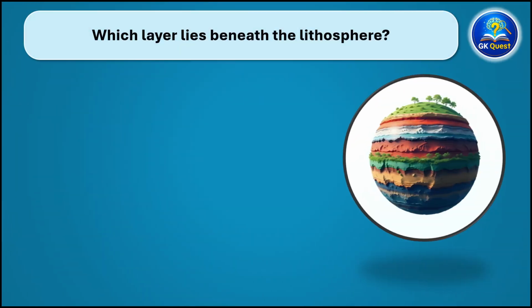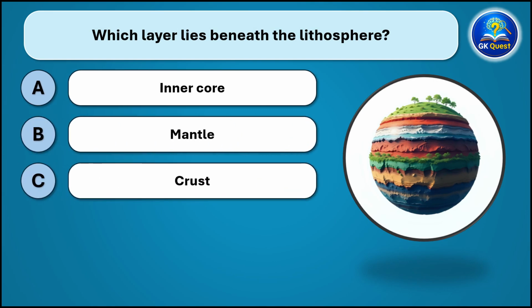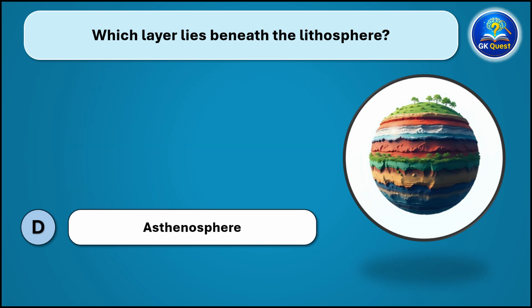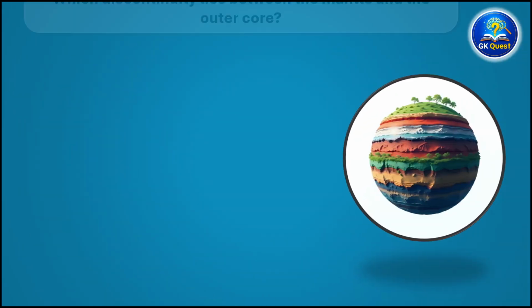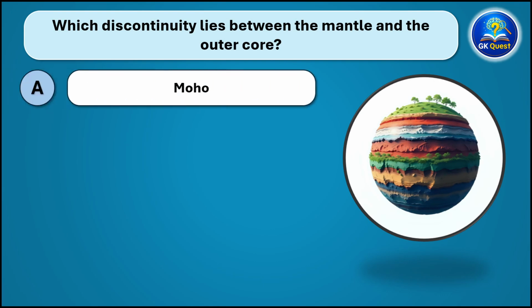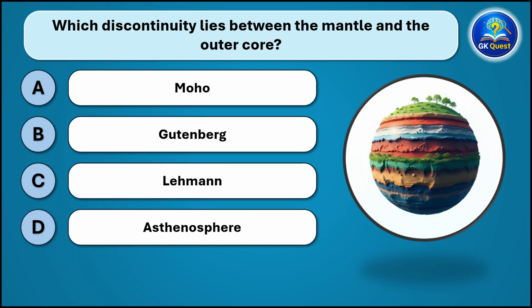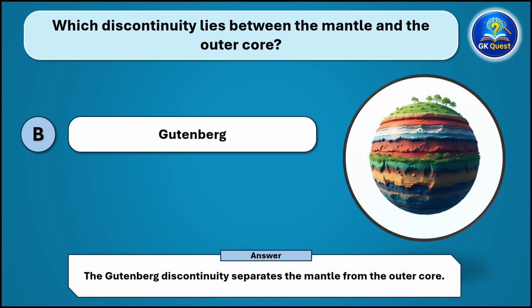Which layer lies beneath the lithosphere? The asthenosphere lies directly beneath the lithosphere. Which discontinuity lies between the mantle and the outer core? The Gutenberg discontinuity separates the mantle from the outer core.